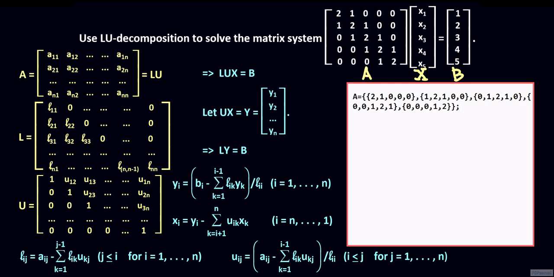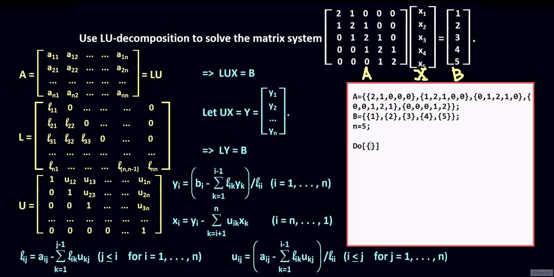We input the column vector B. B, like A, is a matrix, so we use nested brackets. Let n be the number of rows of A, so n equals 5. We enter the formulas for the entries of L and U. For this, we use a do loop.